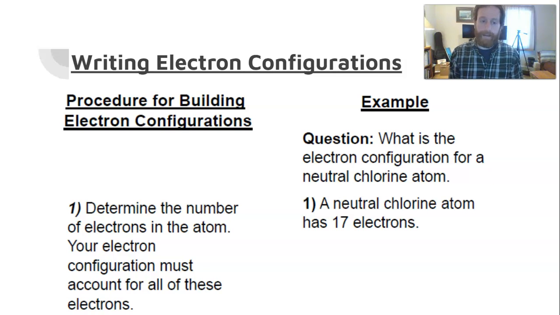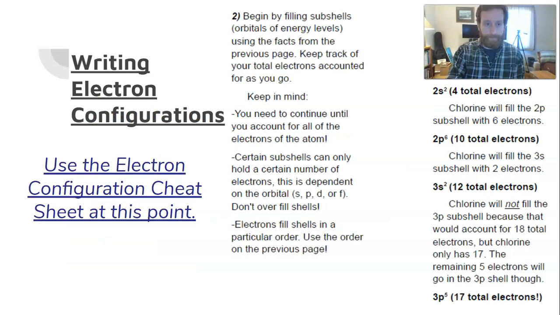To figure out how many electrons it has, I need to reference a periodic table. I would see that chlorine's atomic number is 17. That means it has 17 protons. But if I know that it's neutral, its charge is 0, then it must also have 17 electrons for all the positives to cancel out all the negatives. So I determined from my periodic table, from the atomic number, that chlorine has 17 electrons. I keep that number in the back of my head because that is the ultimate number that I want my electron configuration to get to.